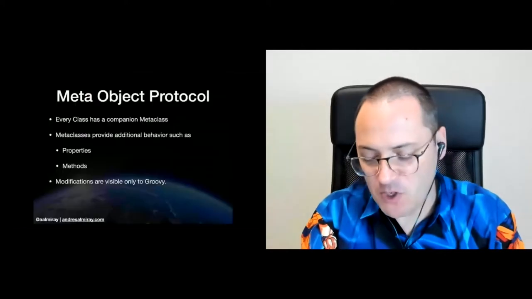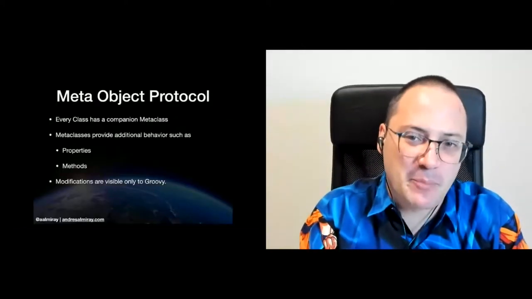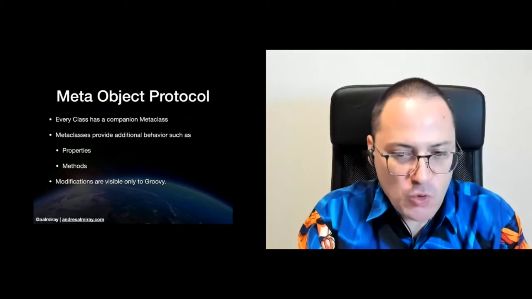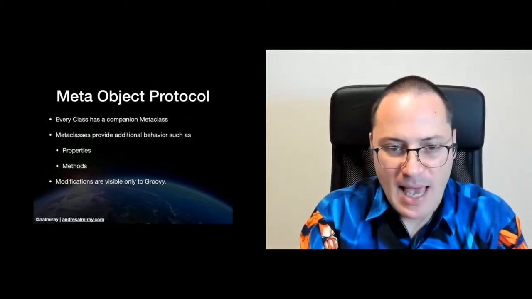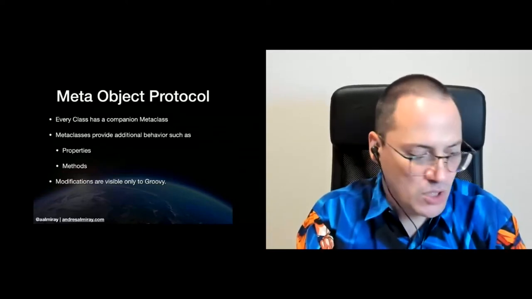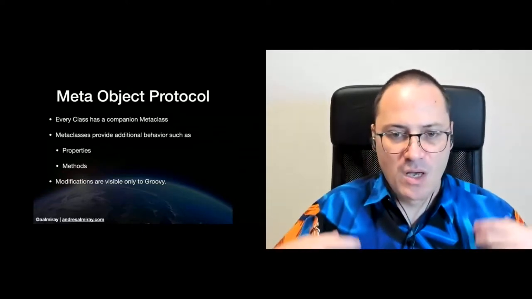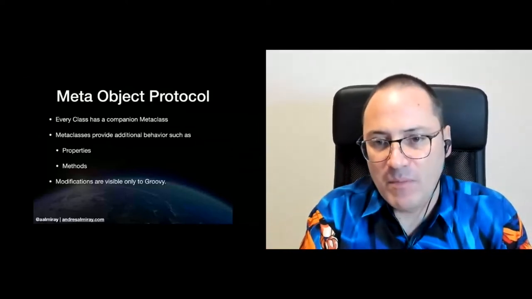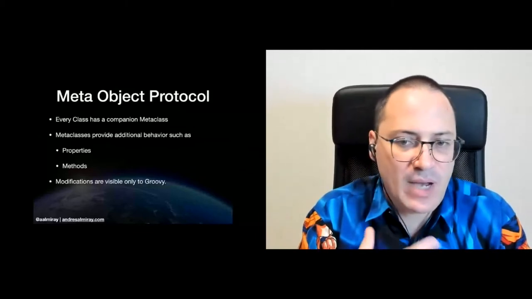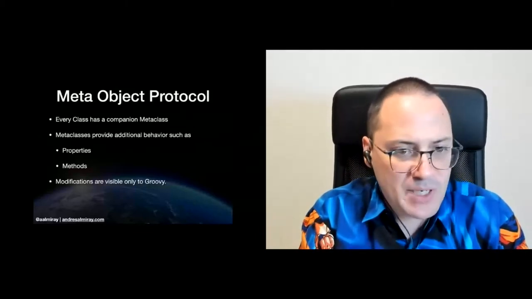In order to understand Groovy metaprogramming at runtime, we need to talk about the MOP, but not the one that you use to scrub the floors. We're talking about the meta object protocol. I'm going to oversimplify things a lot, but basically you can think of the meta object protocol as the mechanism that allows Groovy to add dynamic behavior to classes. Every class has a companion meta class. The meta class is the one that can provide additional behavior, such as properties or methods.